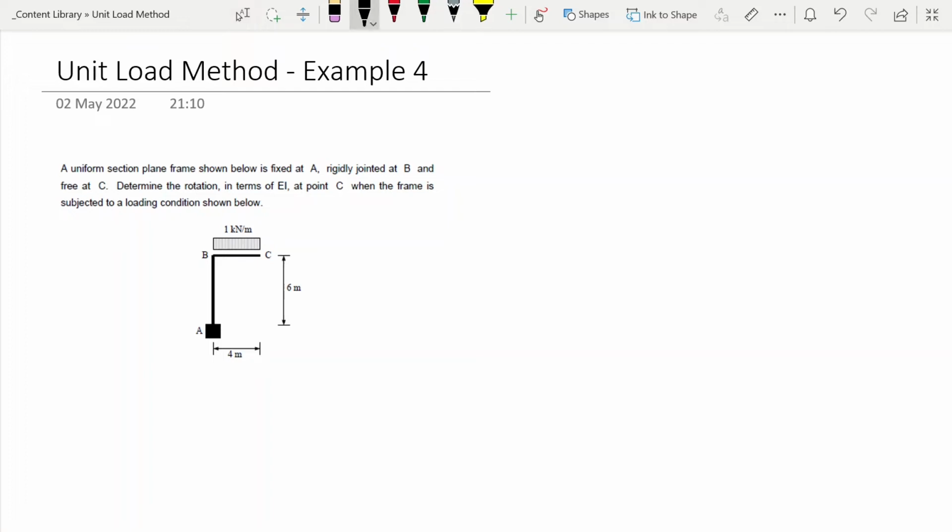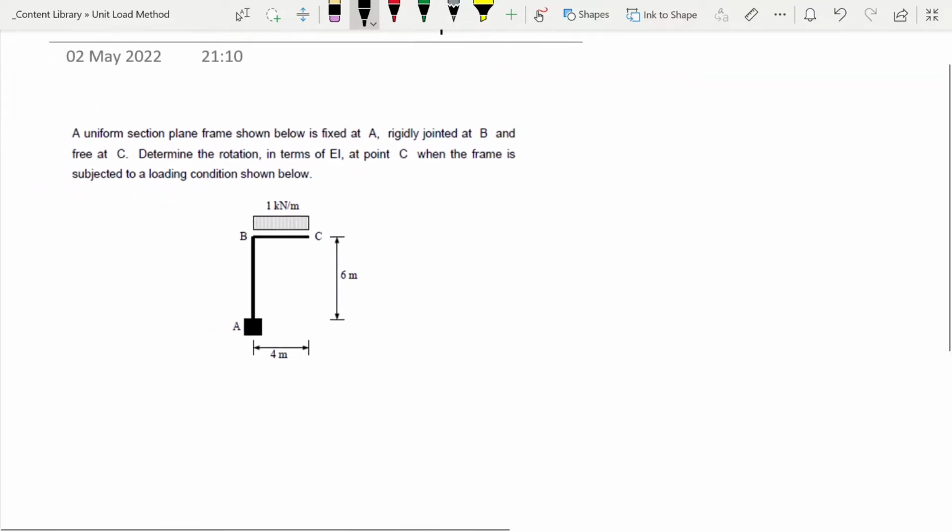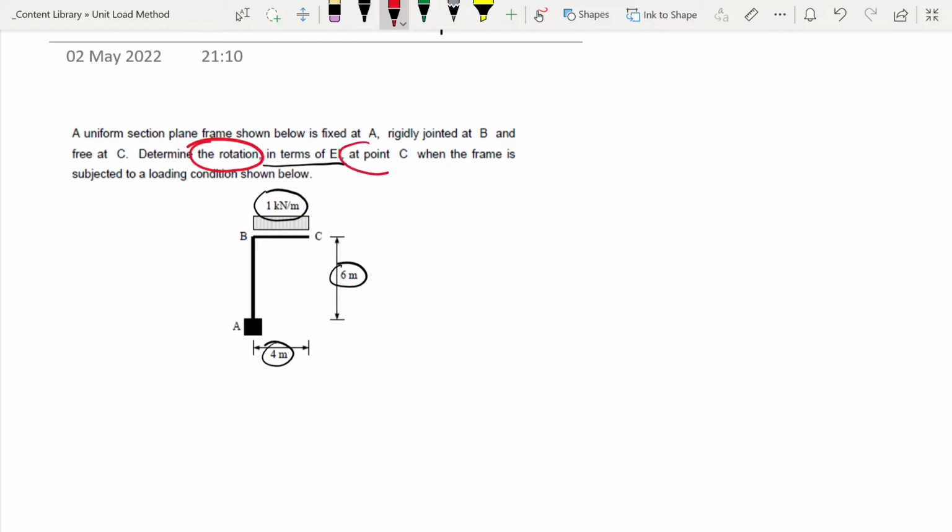Hi everyone, this video is the solution to example 4 on the topic of unit load method. In this case we're going to be doing a two-dimensional frame, so it has a column and a beam, and it has some distances 4 and 6 and also has a UDL on top, and we also know the rigidity EI is constant throughout the frame. In this particular case we're interested in finding the rotation at point C. So we're interested in finding this rotation theta at point C.